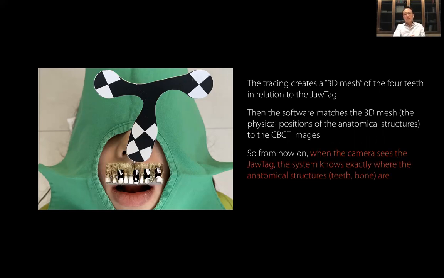So from now on, when the camera sees the jaw tag, the system will know exactly where the teeth are and where the bone is. The camera can know where the anatomical structures are relative to this jaw tag. So at this point, the registration process is completed. The camera has put the CBCT scan image and the anatomical data together.